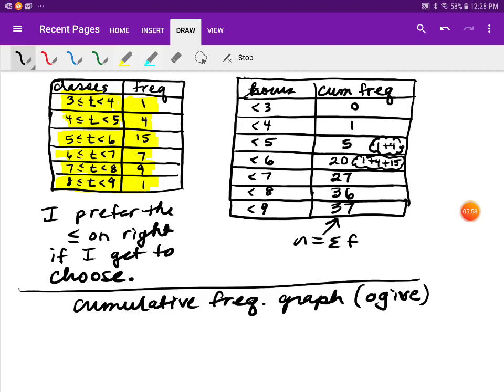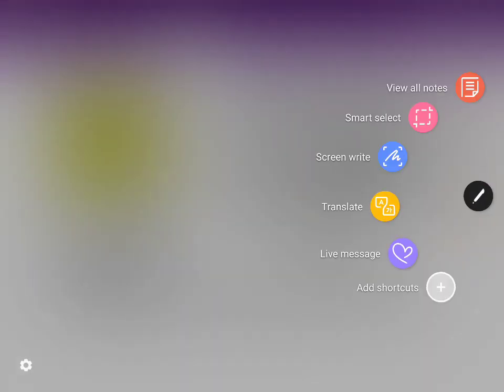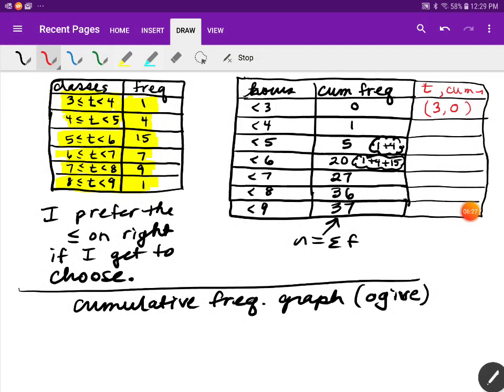Let me draw in the table kind of the idea of what you're going to do. Usually people don't make it in the table, so this is just the way to think about it, not necessarily to write it. But basically what you do is you make a point at 3 and then cumulative frequency. So you make hours your t, and then your cumulative frequency, your y.